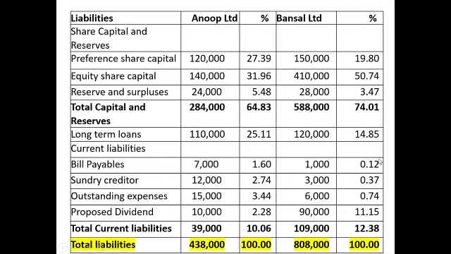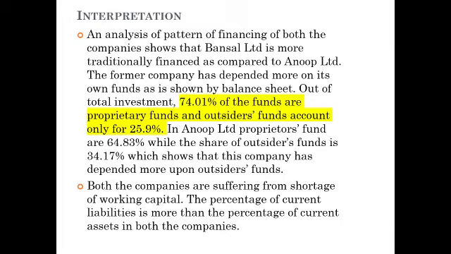Next, coming to the current liabilities, bills payable is only 0.12. Sundry creditor is nearly, we can say, 0.37 percentage. Outstanding expenses is 0.74 percentage, and proposed dividend is 11.15 percentage. So this is the common size analysis. Now based on these particular values, some interpretation we can make.